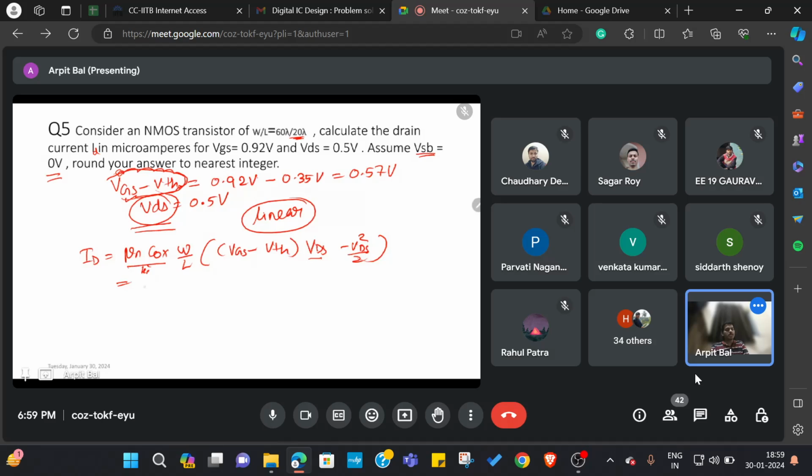So I'll write 210 into W by L, which in this case is 3, and VGS minus VTH is 0.57 into VDS, which is 0.5 minus 0.5 square by 2. Okay, so please calculate and let me know what is the final answer.